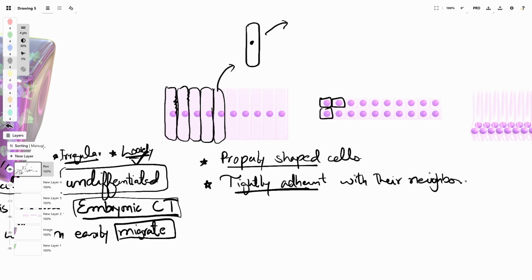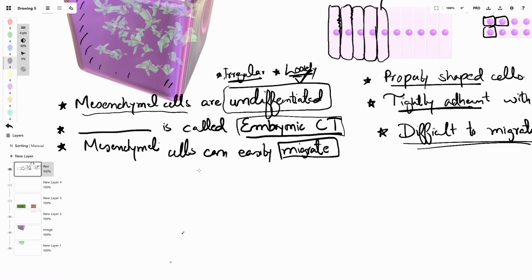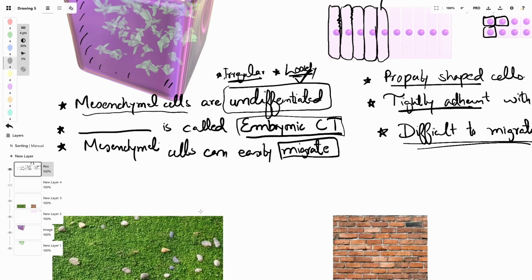They are sort of fixed here, they are adherent here. So it means that they are difficult to migrate. So these are exactly opposite type of tissues. Epithelium is exactly opposite to mesenchyme. I hope you got the concept up till now. So now let's move forward and let me tell you something interesting.